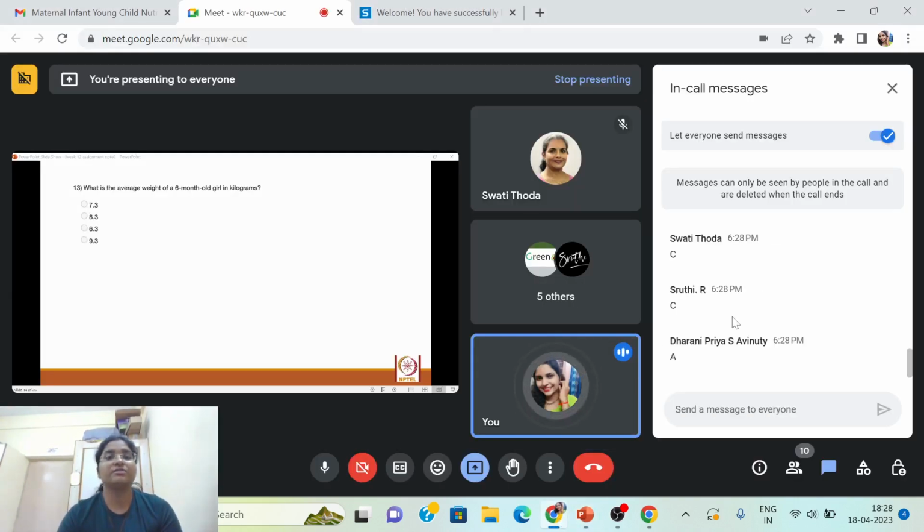These are very confusing questions. You need to remember the age along with the weight, and whether it's for a girl or a boy.